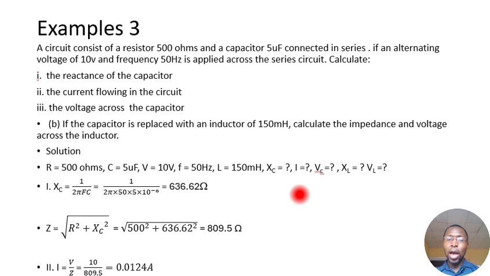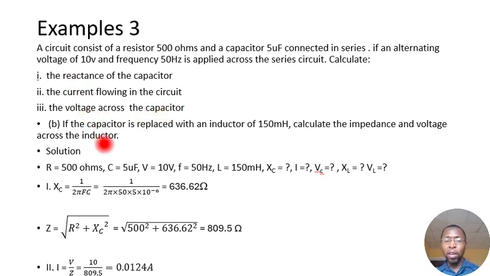Okay, another example. It says a circuit consists of a resistor of 500 ohms and a capacitor of 5 microfarad connected in series. If an alternating voltage of 10 volts and frequency 50 Hz is applied across the series circuit, calculate: 1. The reactance of the capacitor. 2. The current flowing in the circuit. 3. The voltage across the capacitor. And this is the A part.